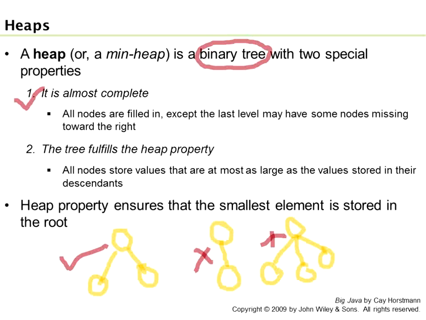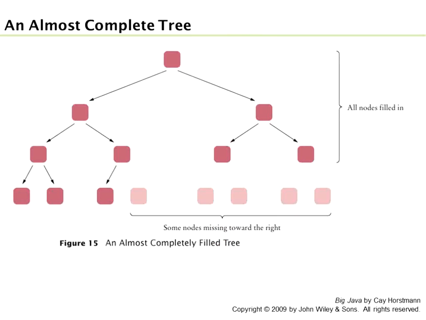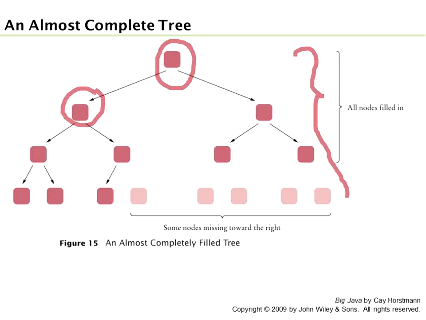This is the first property, that it is almost complete. Now see this point: all nodes are filled in except the last level may have some nodes missing towards the right. What do you mean by this? See this example. This is a heap. Here you have a root node. It is a binary tree, so every node will have two child nodes.